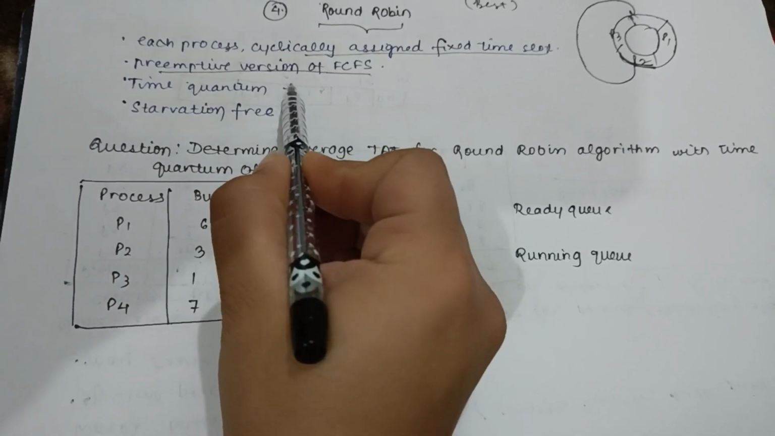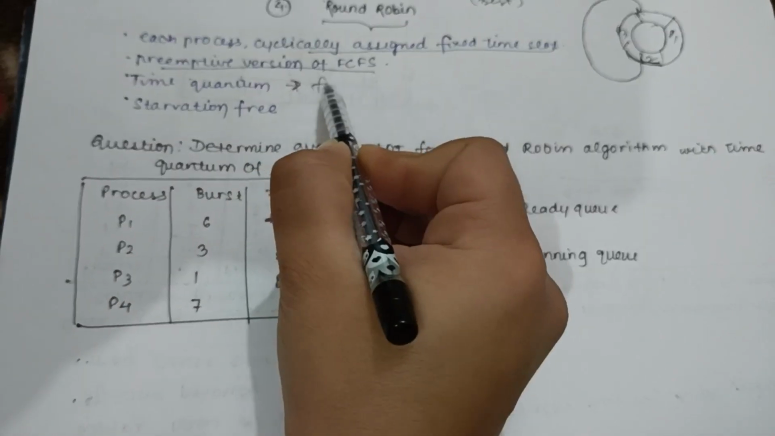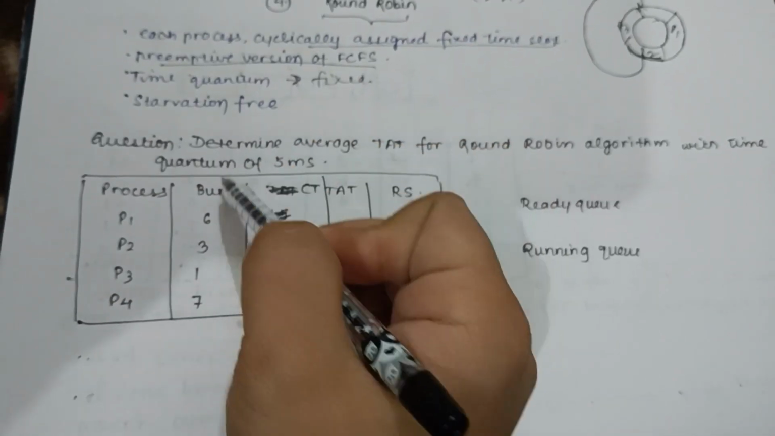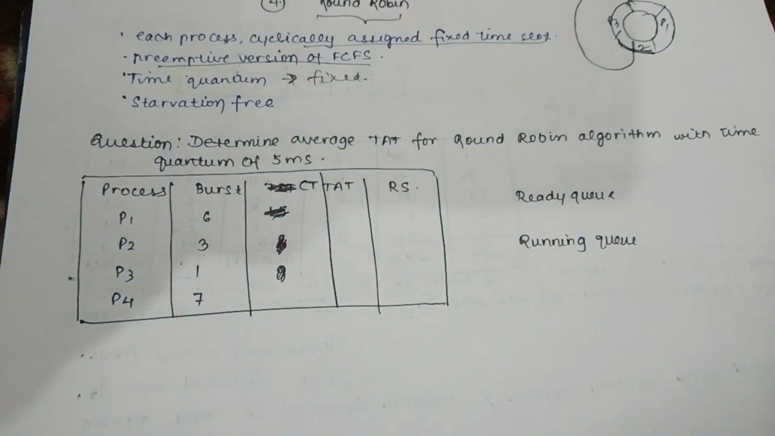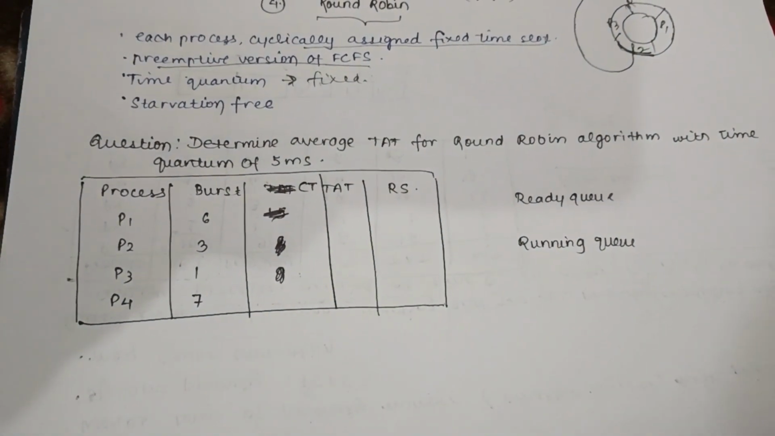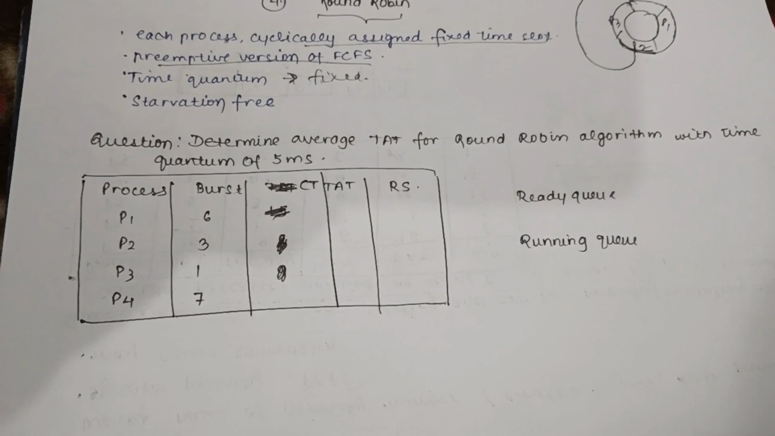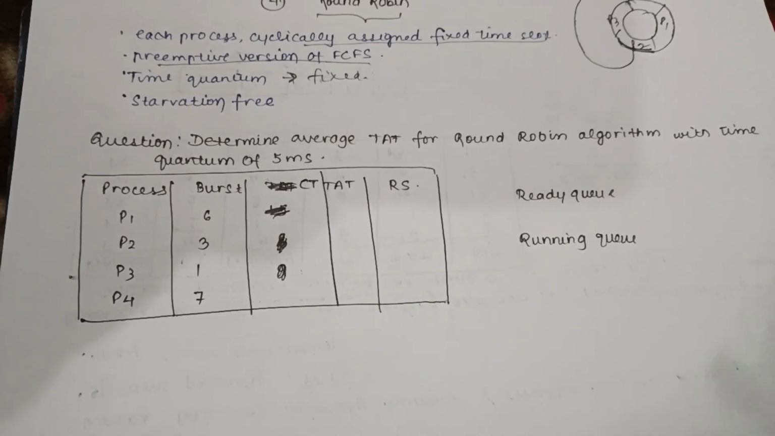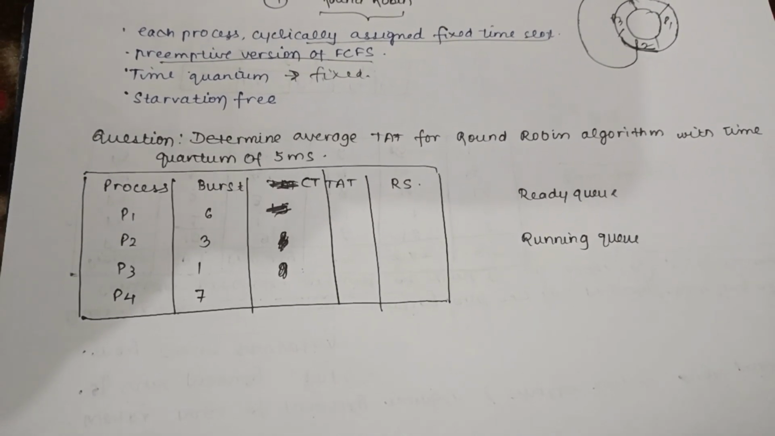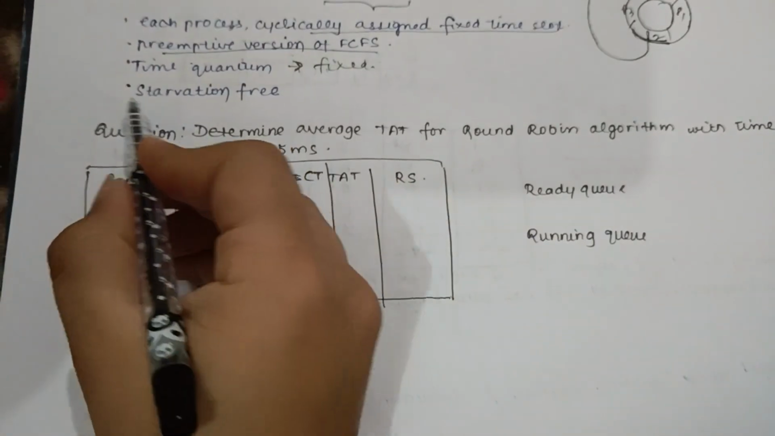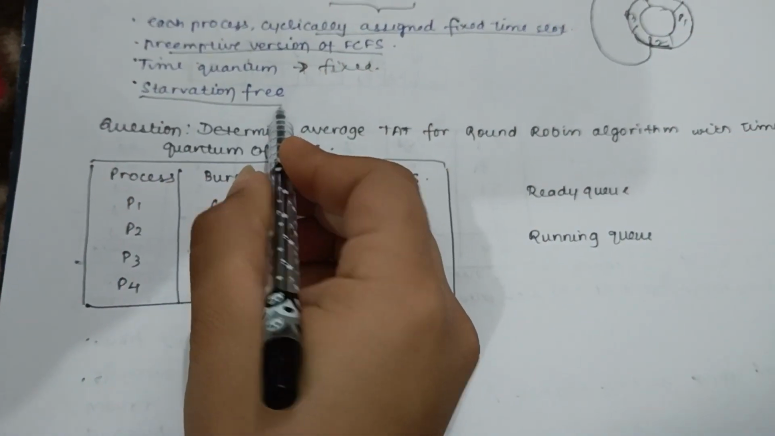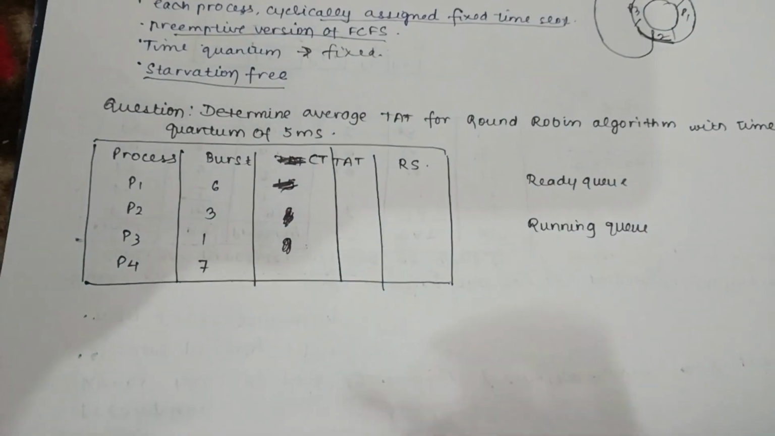Here we have the concept of time quantum, and that is fixed for all the processes. We are getting a fixed time interval, for example 2 seconds, and that would be given to every process to run. And after the 2 seconds, the CPU would switch to the next process. And the advantage is it's starvation free. So let's understand with the question.